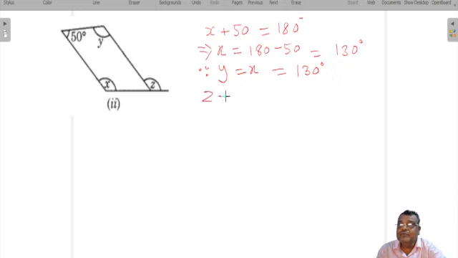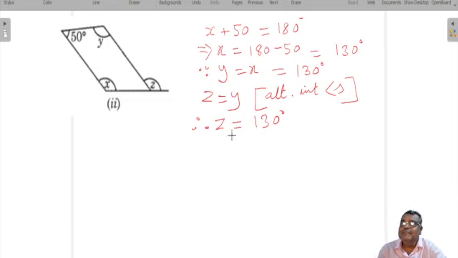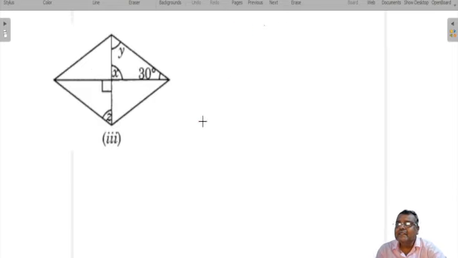Z equal to y, because of alternate interior angles. Alternate interior angles are equal. Therefore, z equals 130 degrees, because y is 130 degrees. Let us see the next.